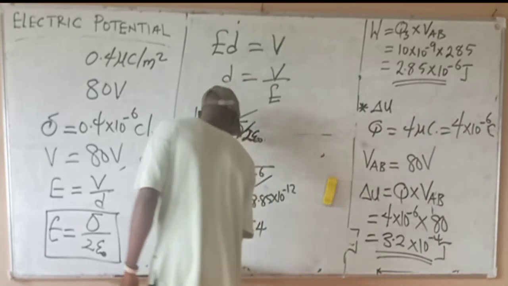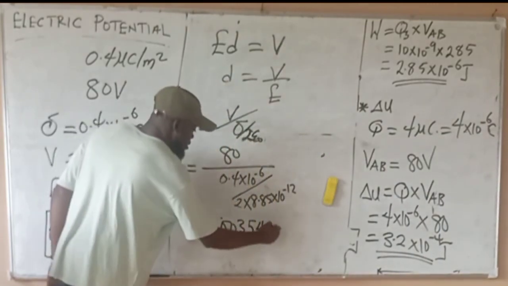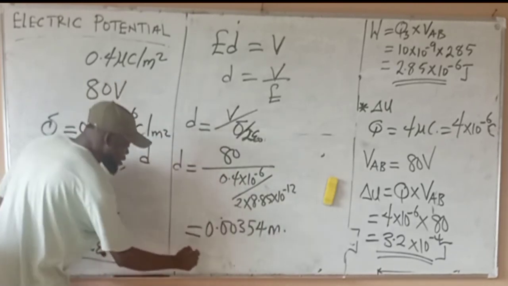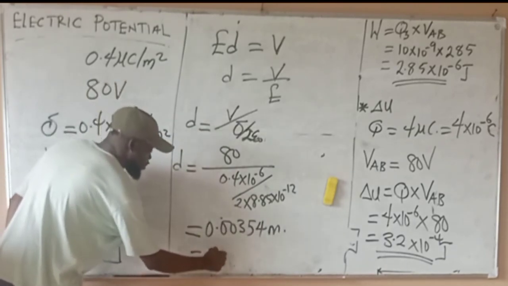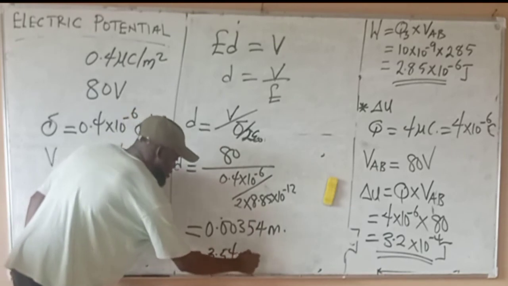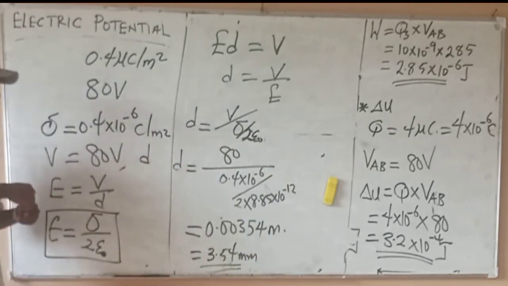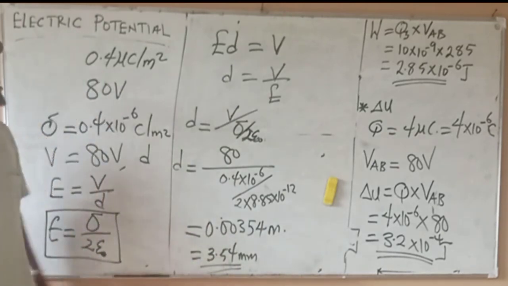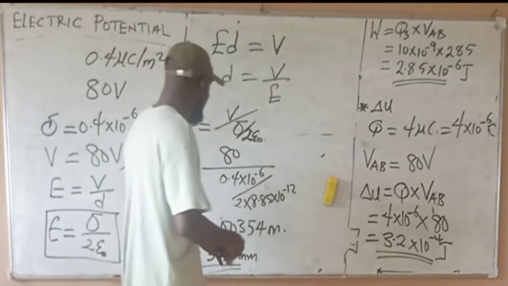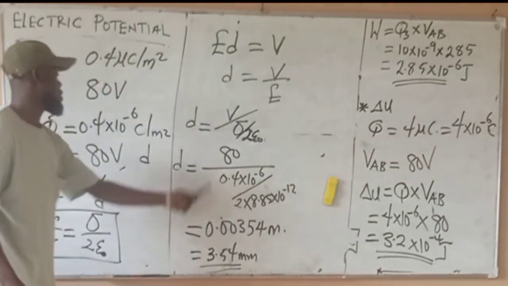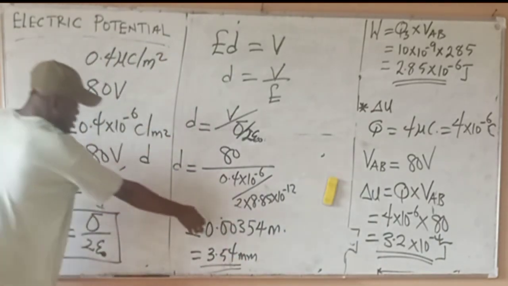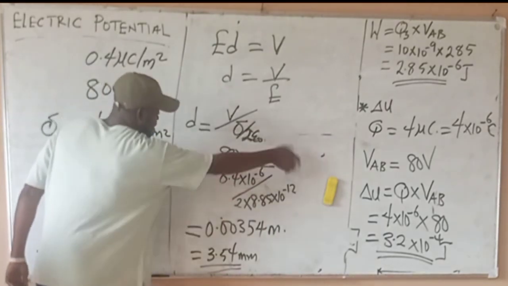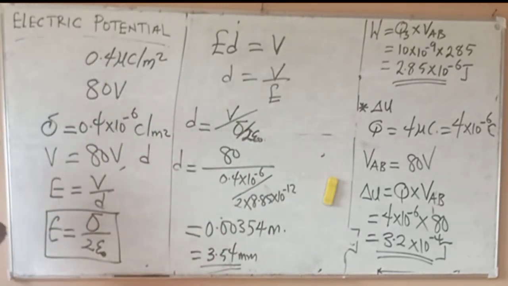0.00354 meters. If you multiply it by 1000, you have 3.54 millimeters. This is the distance between those two surfaces. So ensure you solve it out so you can get this answer. Just put your values here, solve, and divide everything. Check what you are going to have.